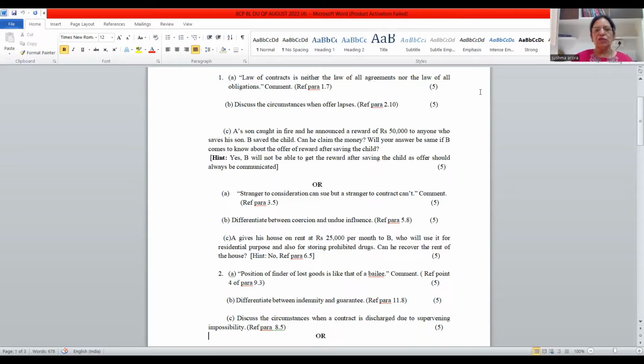Now, in case of coercion, a threat is given to the party, and then his consent is obtained. Undue influence means the person dominates the other party. By dominating the will of the other person, the stronger person obtains the consent of the weaker person. So there are 8 points of distinction between coercion and undue influence, which are given in tabular form.